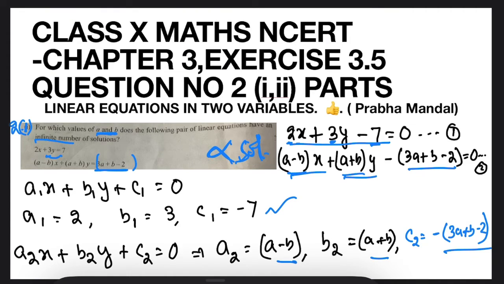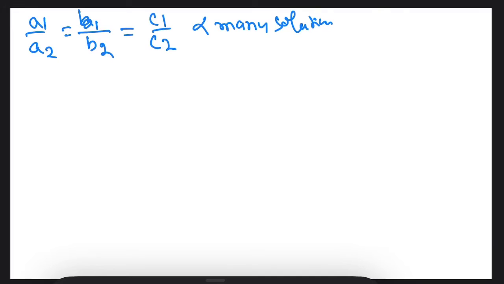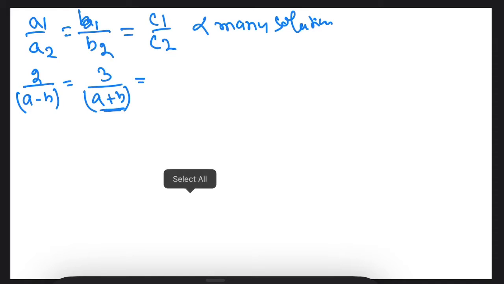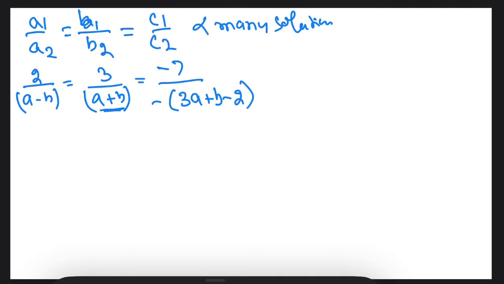a1 is 2 and a2 is a minus b, equals b1 which is 3 and b2 which is a plus b, equals c1 which is minus 7 upon minus (3a plus b minus 2). Got it? So, what is it saying?